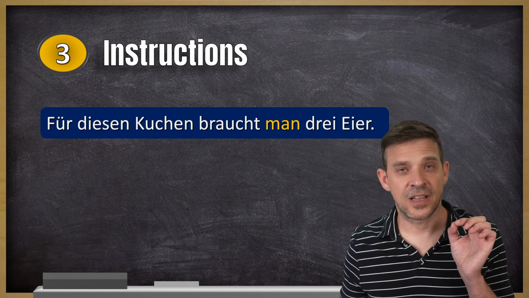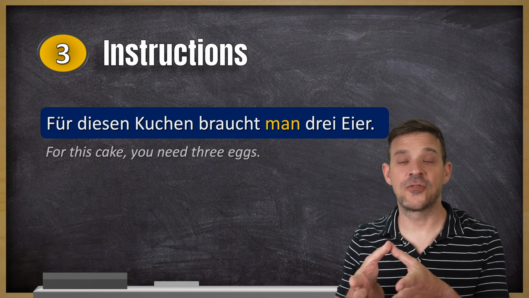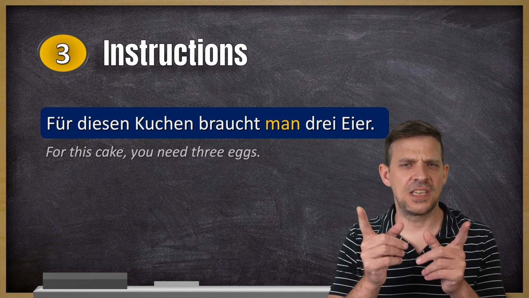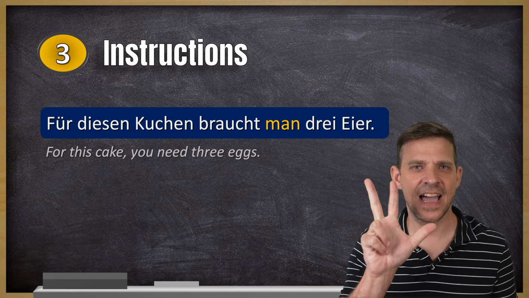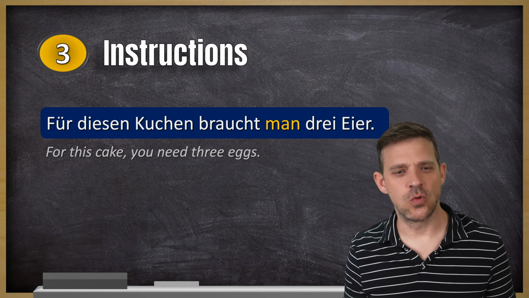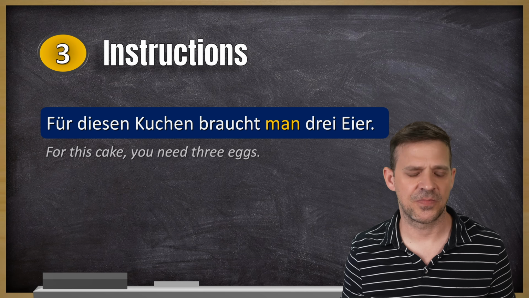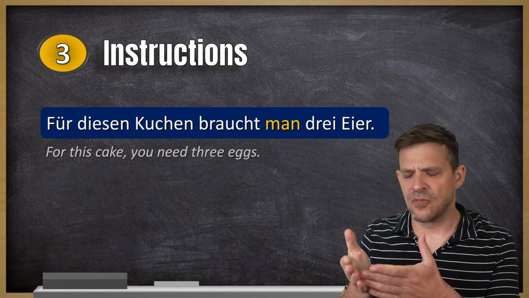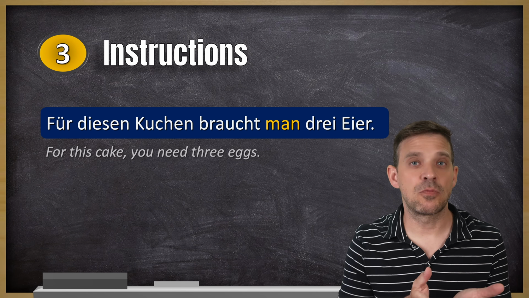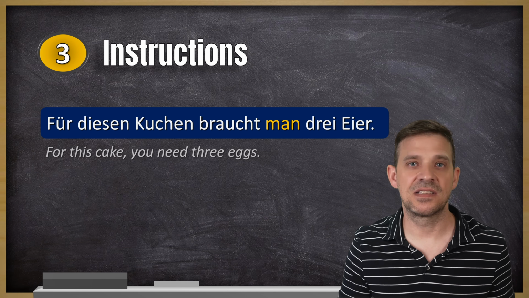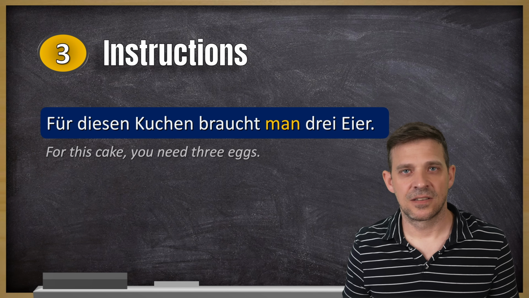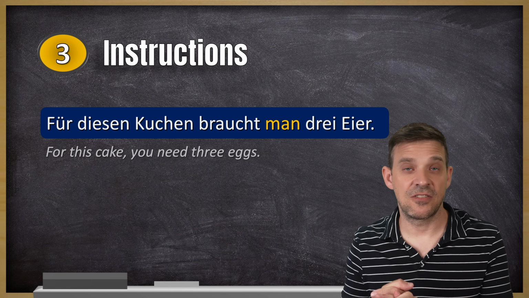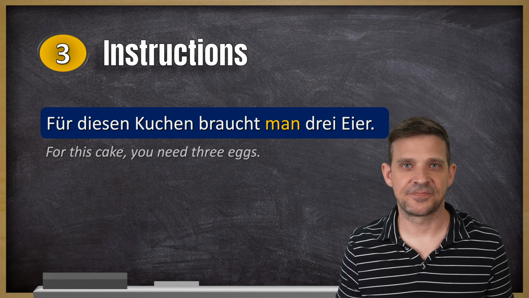Other ones, also a common situation when we talk about food, recipes. Für diesen Kuchen braucht man 3 Eier. For this cake, you need 3 eggs. Or you can ask, wie macht man diese Suppe? General, how do you make this soup? How do you cook this soup?